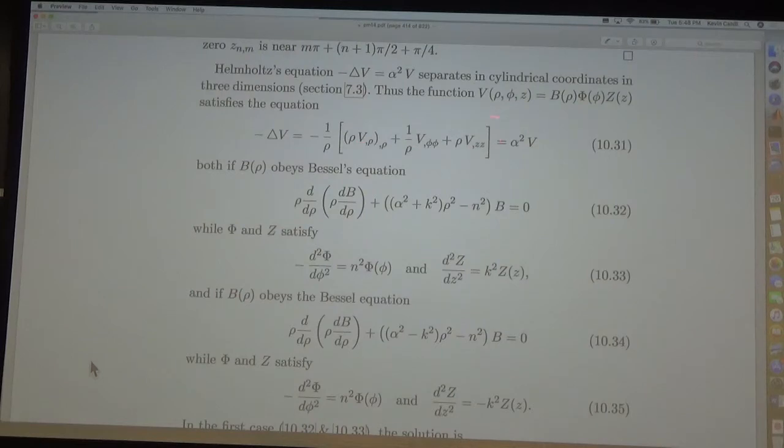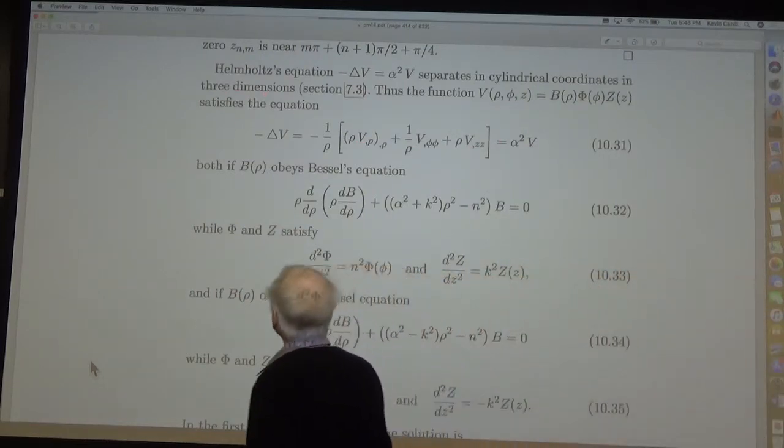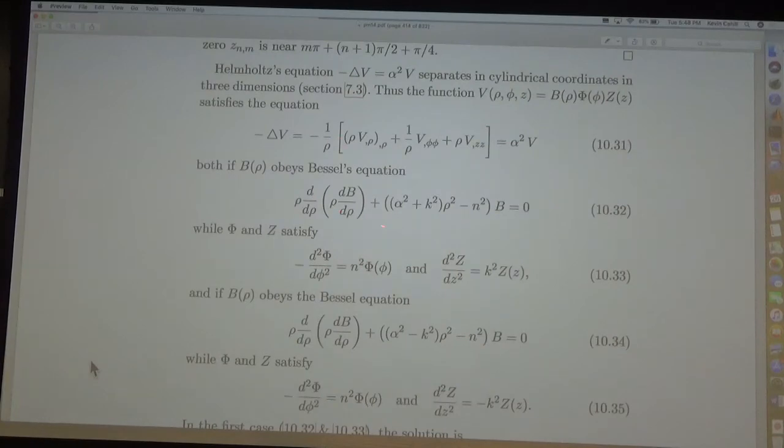And there are 2 classes of solutions. One is when B of rho obeys Bessel's equation, while phi and z satisfy these equations. The other possibility is B of rho obeys the same equation but with a minus sign here, and phi is the same, but now z behaves differently. So this z is one that is exponentially decreasing or increasing. In this case, here it's an oscillatory function, e to the i k z.